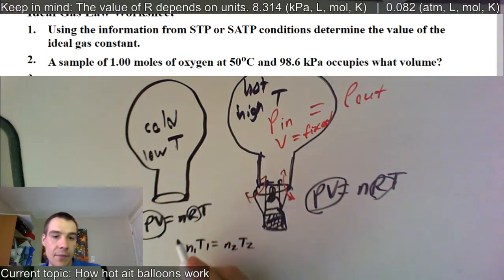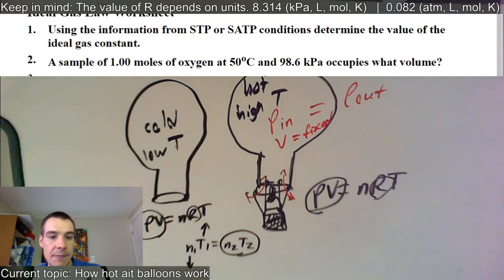That tells us that if the temperature goes up, the number of moles must go down in order to keep the same number as the other side. If we increase one, we have to decrease the other. So basically the higher temperature, because we're keeping the same fixed pressure, forces more moles of gas out.